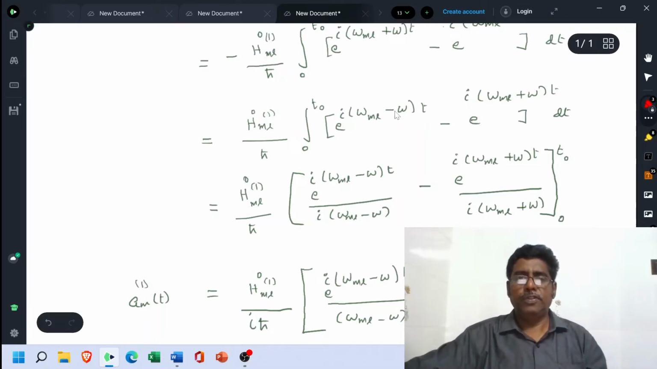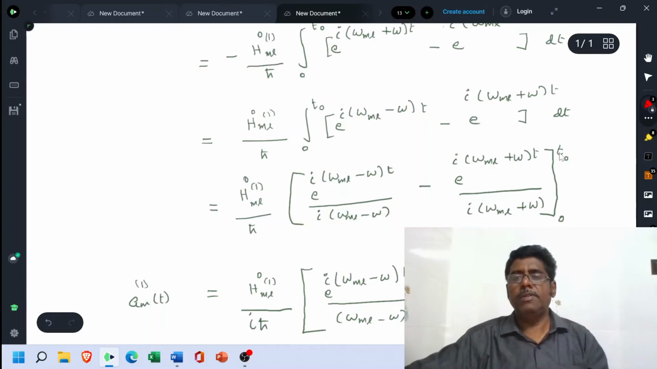Then integrate this first term: e power i omega ml minus omega into t, whole divided by i into omega ml minus omega. That is the integral itself. Minus the integral of this term: e power i into omega ml plus omega into t divided by i into omega ml plus omega.